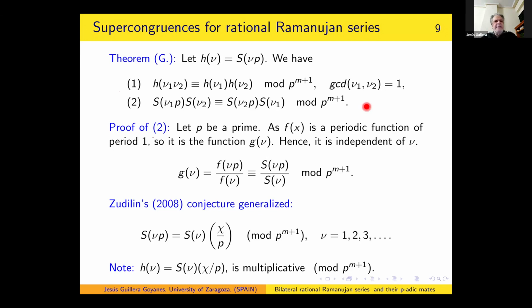And the proof of this property is easy because the function g, defined by this quotient, is independent of nu. And it's independent of nu because it is periodic. And why?